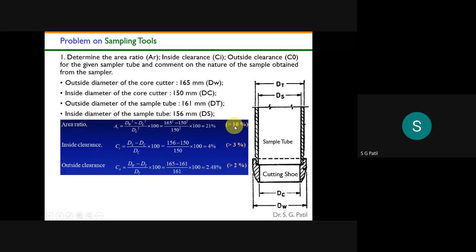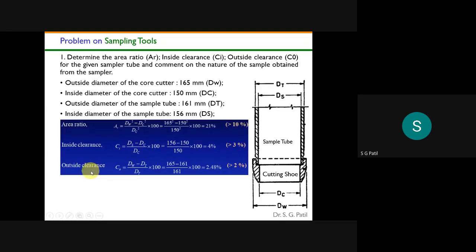Because to comment on the quality of the sample, if it is more than 10%, it means it is a disturbed soil sample. So whatever sample you get from this kind of sampler is disturbed in nature. Then we can calculate the inside clearance. So inside clearance Ci is nothing but ds minus dc divided by dc. How much did I get? 4%.